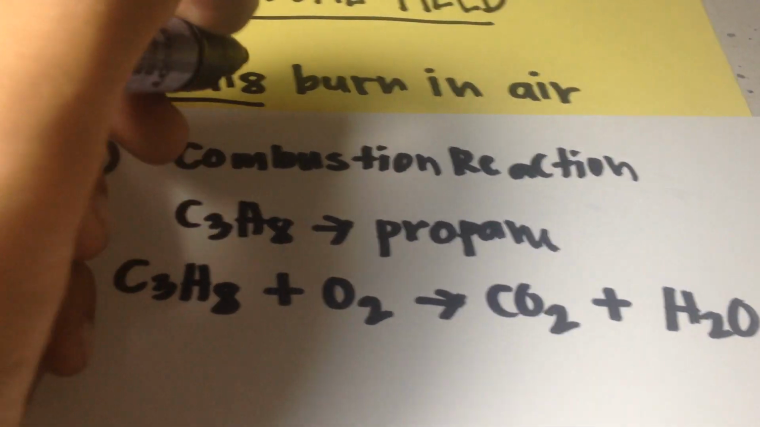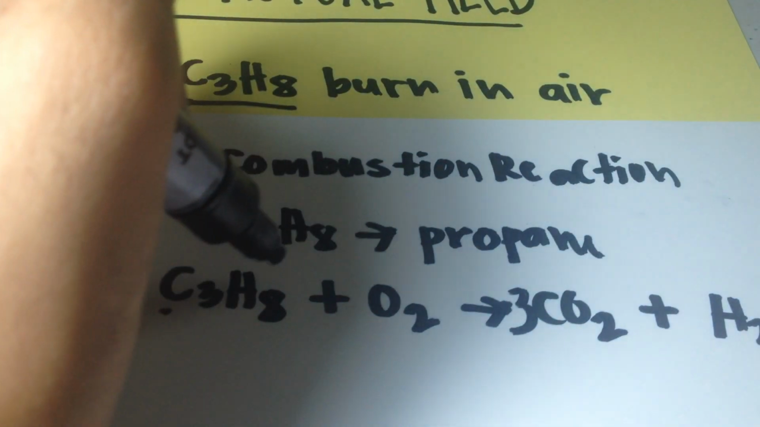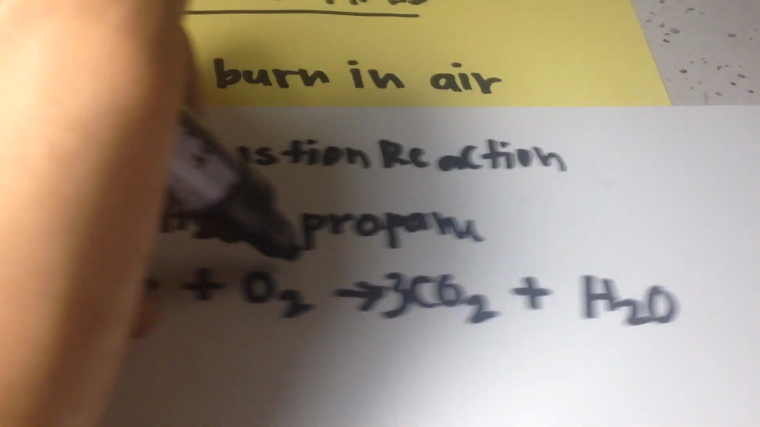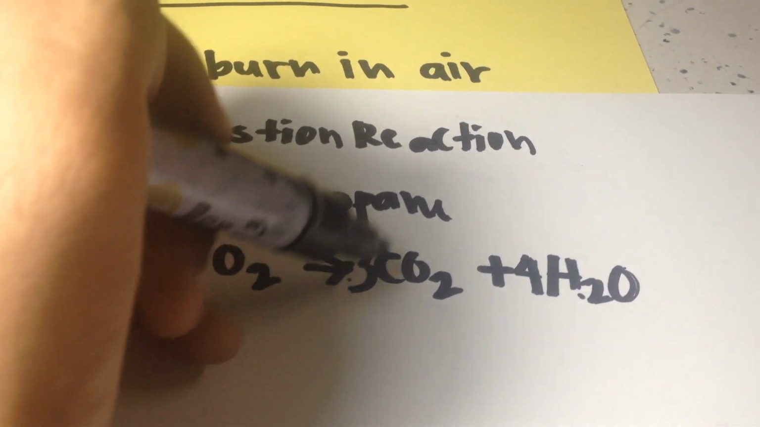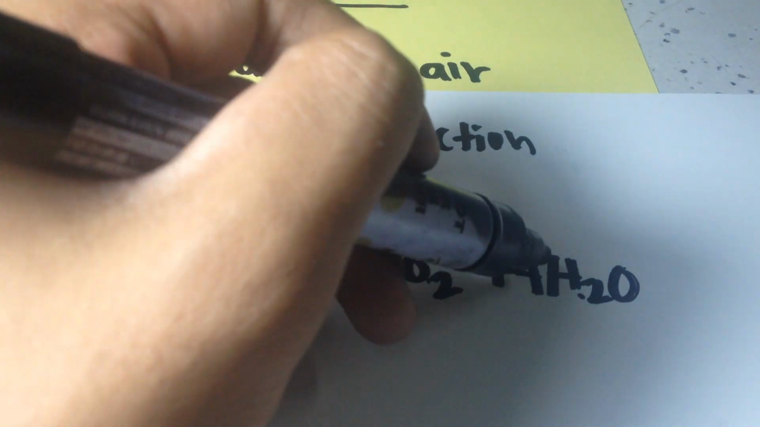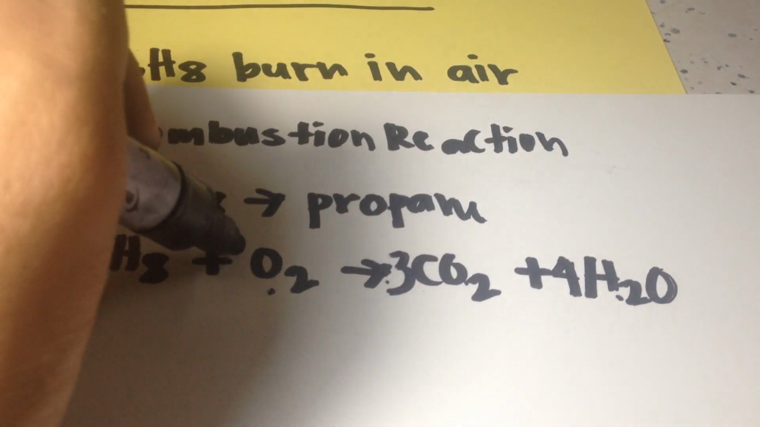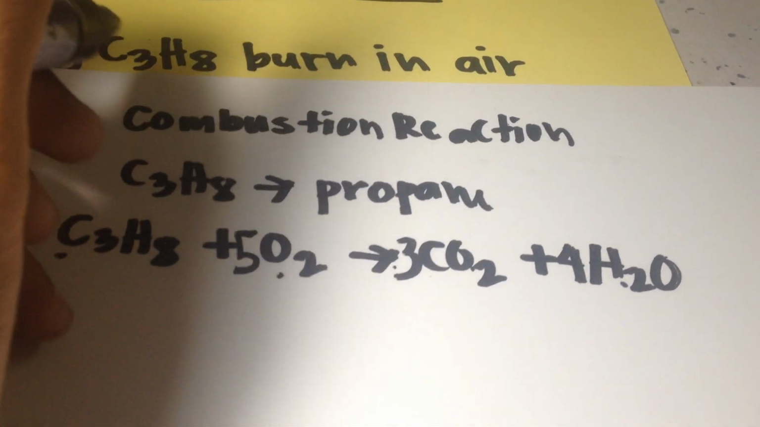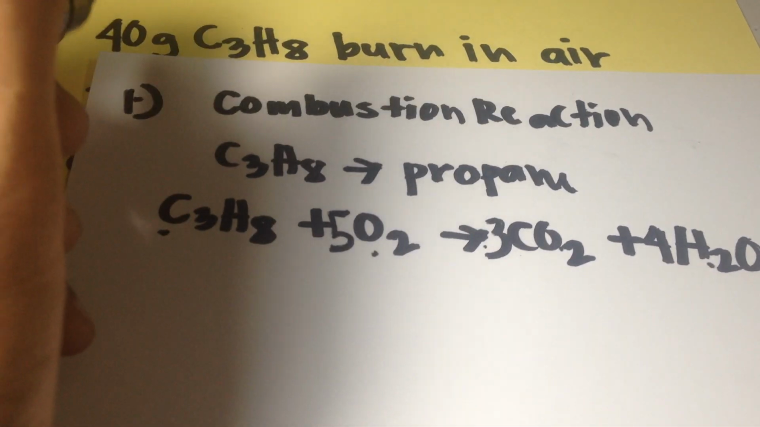And then we need to balance the equation. We have carbon here is 3, so you write 3 here. And hydrogen is 8, so you write 4 here. We have a 2 here, so you write a 4. 4 times 2, which is 8. So in oxygen, 3 times 2 is equal to 6, and 4 times 1, which is 4. So 6 plus 4, which is 10, divided by 2, which is 5. So the answer is 5. Okay? So the reaction is balanced.